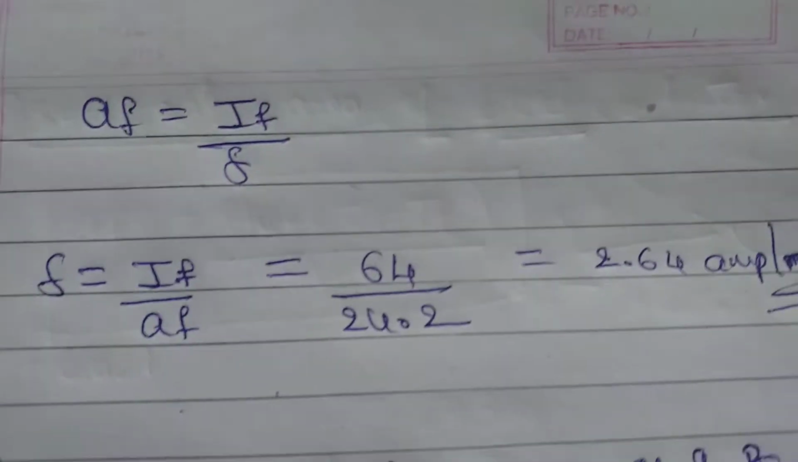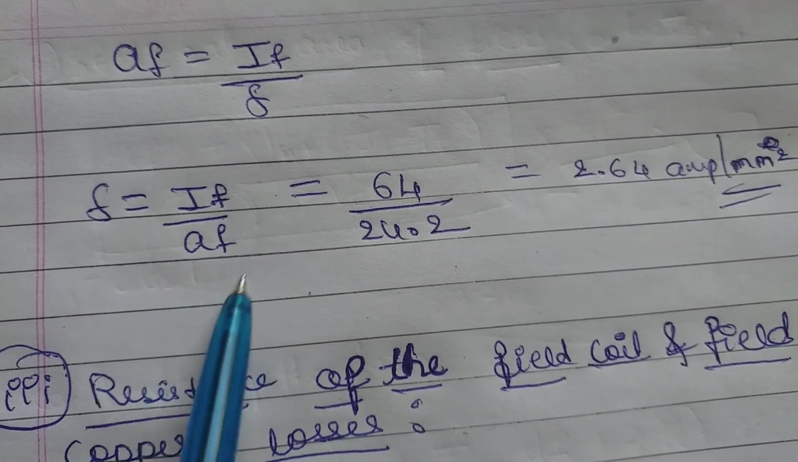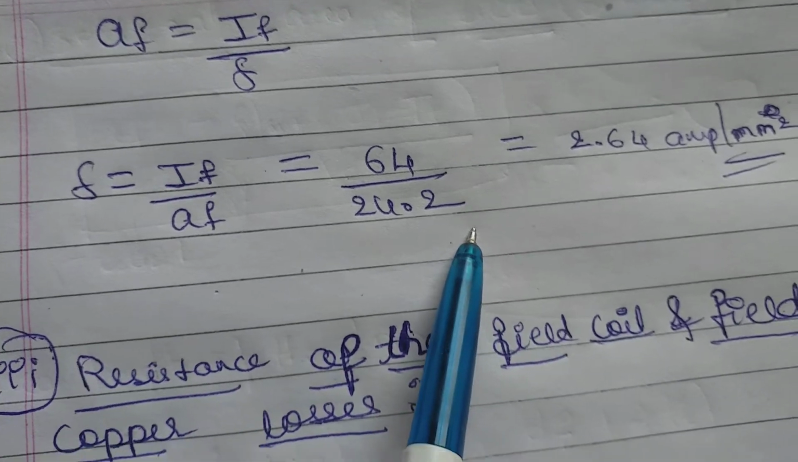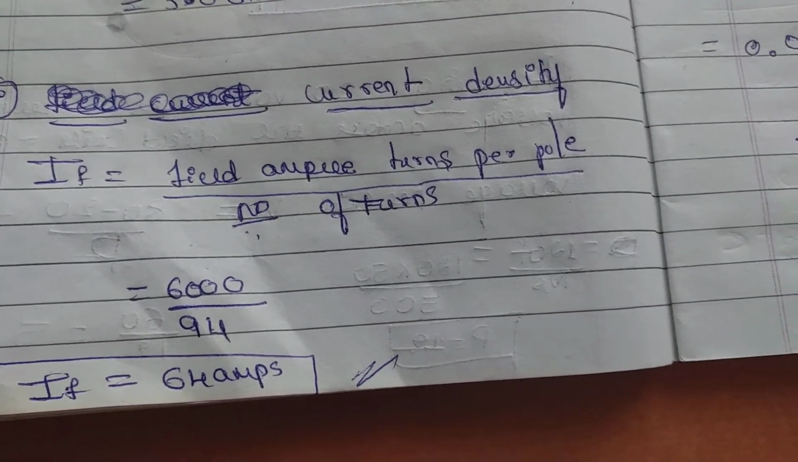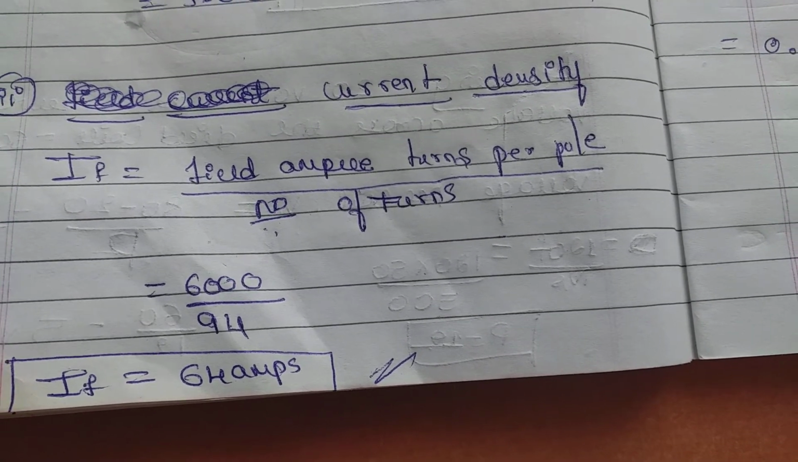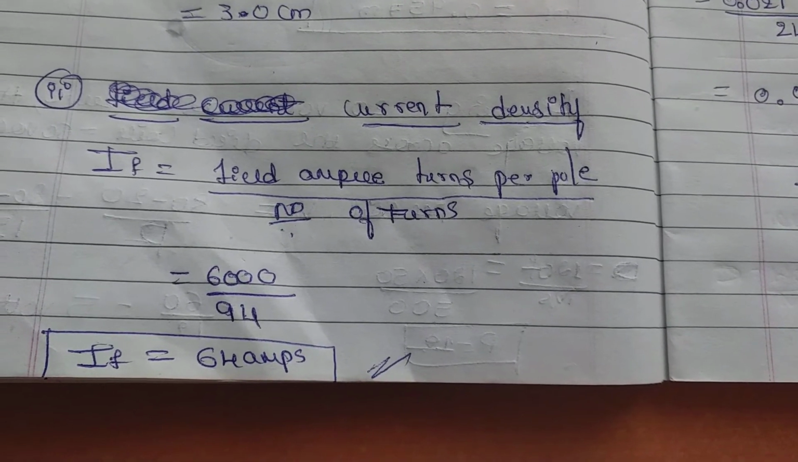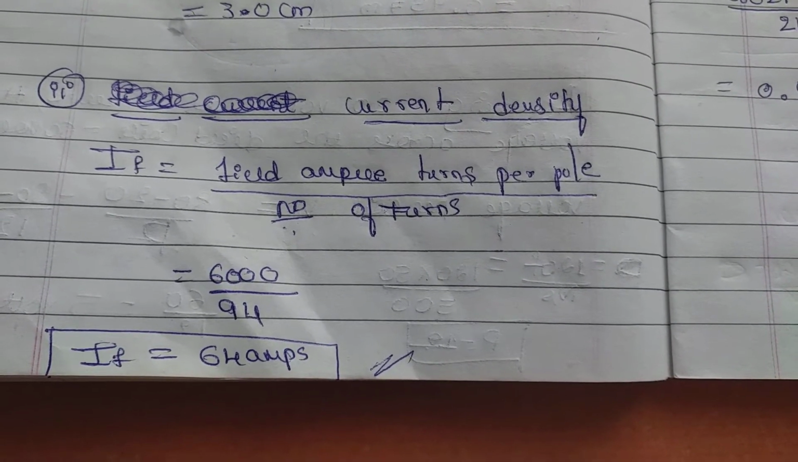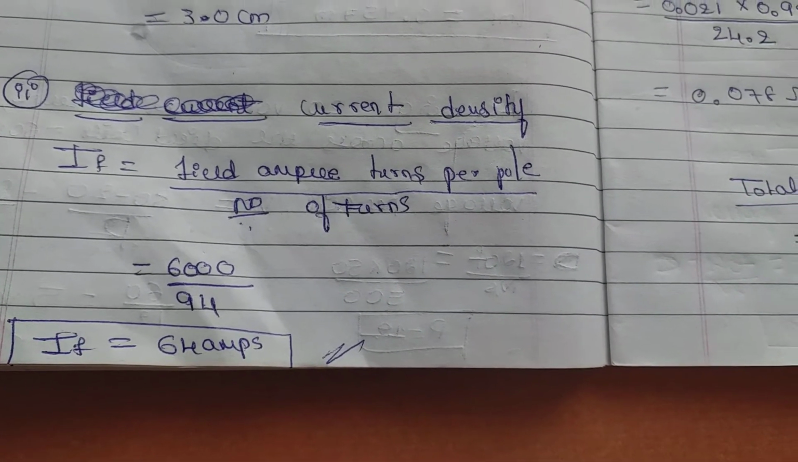Now our second aim is to calculate the current density. To calculate the current density, delta is equal to IF divided by AF. The AF value we have calculated in our first aim, that is 24.2 here. Now we have to calculate the IF. IF, the field current, is equal to the field ampere turns per pole divided by the number of turns. Field ampere turns per pole is already given, which is 6000, and the number of turns has also been given, which gives 64 amperes here.